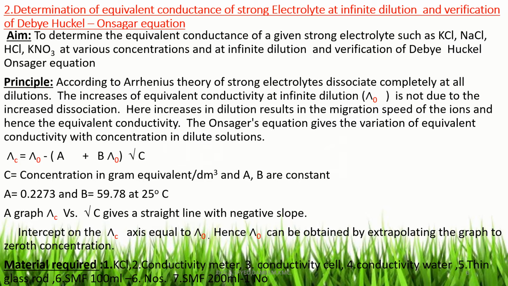The materials required for the experiment are a conductivity meter, a strong electrolyte like KCl, the conductivity cell, conductivity water, a thin glass rod, and standard measuring flasks of 100 ml, 200 ml, and 1 litre. These are the materials required for the experiment.